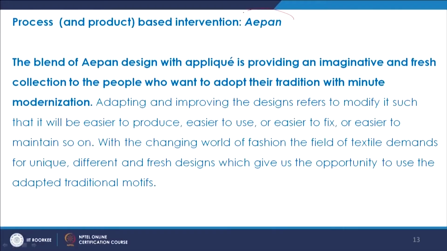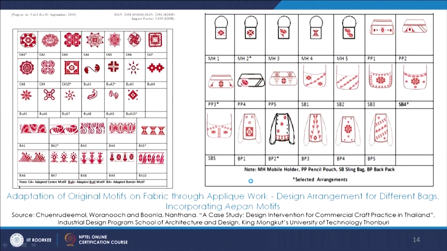To understand the process based interventions, we also saw one example focusing on the apron art of Uttarakhand, and then we saw how the blend of apron design with applique is providing a very imaginative and fresh collection to the people who want to adopt their tradition with some modernization and contemporary expressions. So we saw this example where the adaptation of original motifs on fabric through applique work is done and different product ranges developed for a new market.